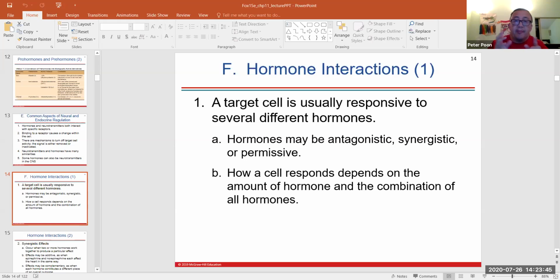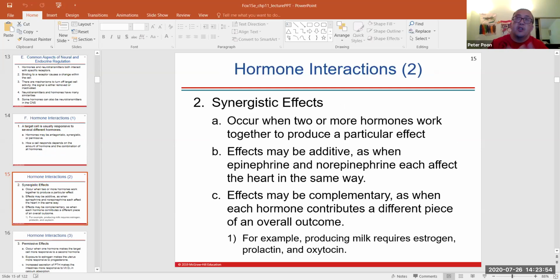Hormones may be antagonistic, synergistic, or permissive. So let's talk about what those three are. Synergistic effects are like 2 plus 2 is equal to 5. So two or more hormones produce a particular effect, and they're usually not just additive, but synergistic. So here are some effects.